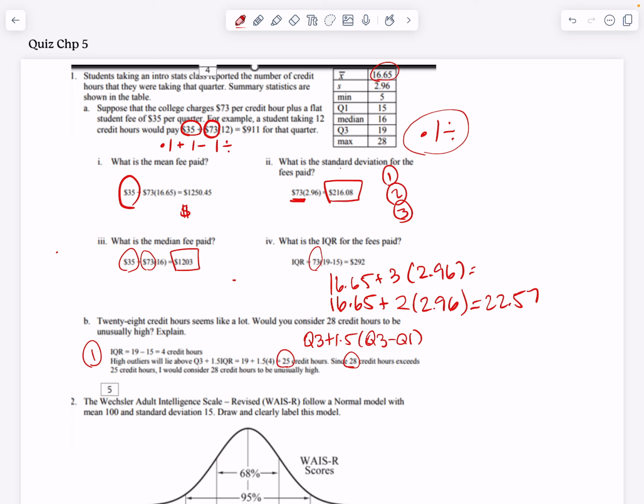Another way you could do it, also considered unusual, is the 3 standard deviation rule, and that would be 3 times 2.96, and then you would add that to 16.65, and that would be 25. So any method is going to consider 28 an outlier, but you could do the 3 standard deviation rule, 2 standard deviation rule, or the IQR rule.